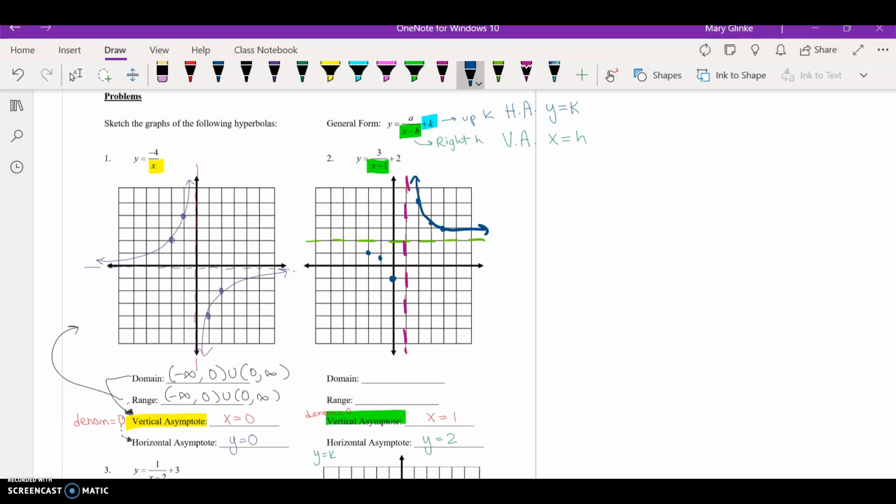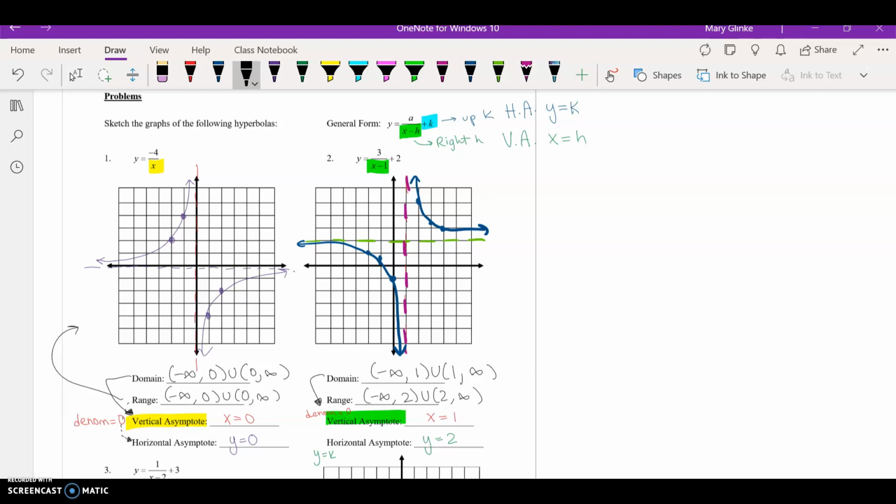Once we've gotten a couple in each section, you can go ahead and draw your graph, showing that you are getting close to your asymptotes but not crossing them. So your domain here is going to be negative infinity to positive 1, and then 1 to positive infinity. It should match your asymptote. Your range here is negative infinity up to 2, and then 2 to positive infinity.